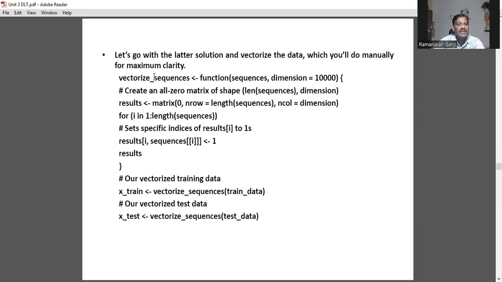We will do it manually for maximum clarity. Vectorize sequences, with a dimension of 10,000. Create an all-zero matrix of shape length of sequences by dimension, and set the specific indices of results to 1. Our vectorized training data would be X train and X test: vectorized sequences of training data, vectorized sequences of test data.